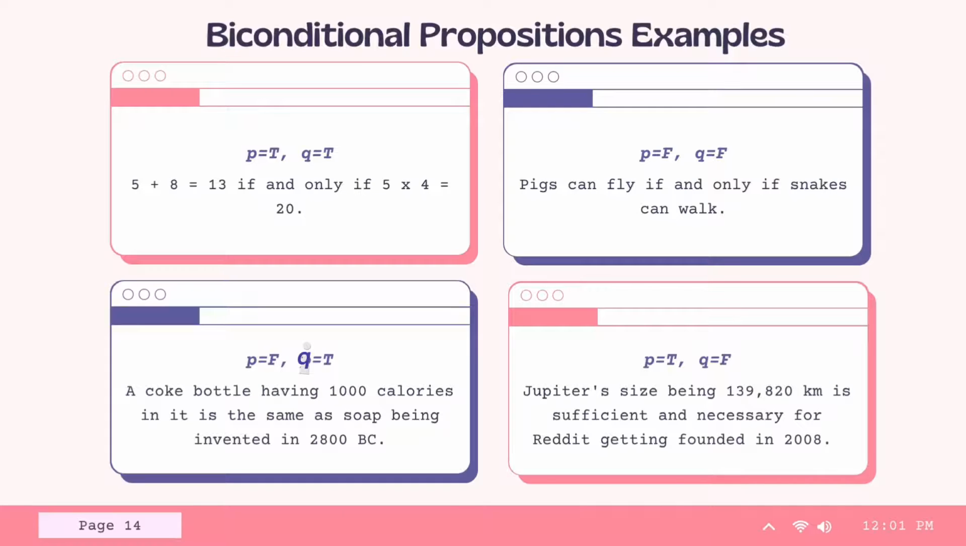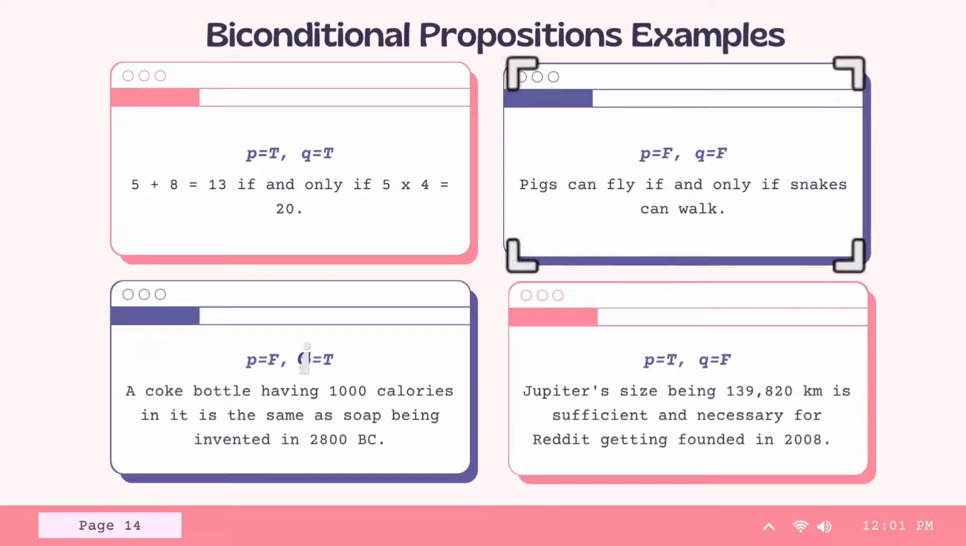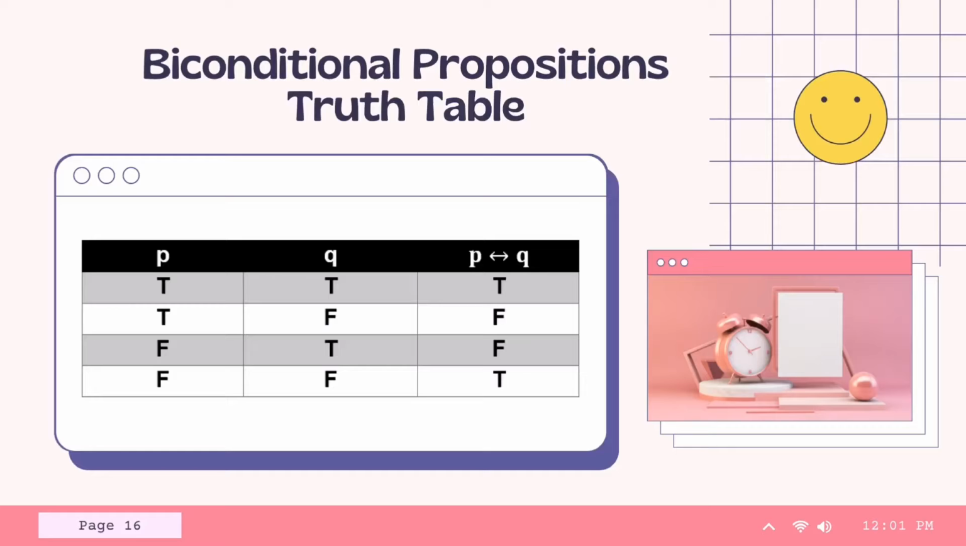Here are 4 examples of biconditional propositions, all of which have their own truth value. The first example states that 5 plus 8 is equal to 13 if and only if 5 times 4 is equal to 20. As you can see, both are factual and thus have the same value. The same applies to the second example, except this time P and Q are false. Pigs can fly if and only if snakes can walk. Both are still logically equivalent and thus the same. Both statements are false after all.